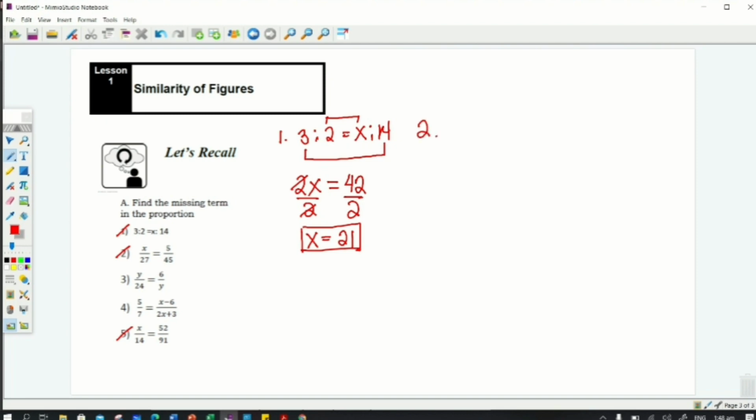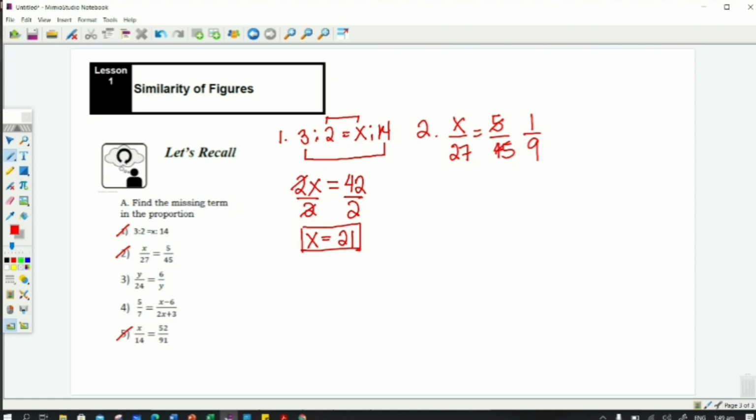Next is number 2. Para makuha natin yung value ng x sa number 2, we write it as x all over 27 is equal to 5 all over 45. So this is another way of writing the proportion. There are many ways of solving for the value of x here, but I'm going to present one of the possible solutions. Instead of cross-multiplying this, ang una munang gagawin ko is reduce 5 all over 45. I know that 5 all over 45 is divisible by 5, so I can reduce it. The lowest term of 5 all over 45 is 1 all over 9.